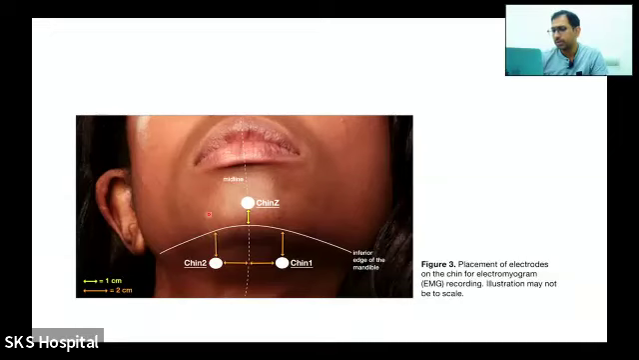Coming to the chin leads, which measure EMG, also called chin EMG. The central point is 1 centimeter above the inferior edge of the mandible in the midline. That reference point is called chin Z. On the left side is chin 1 and on the right side is chin 2, which is 2 centimeters from the midline and 2 centimeters from the inferior border of the mandible. So why do we connect two sides? Even if one gets disconnected, the other will be able to record.